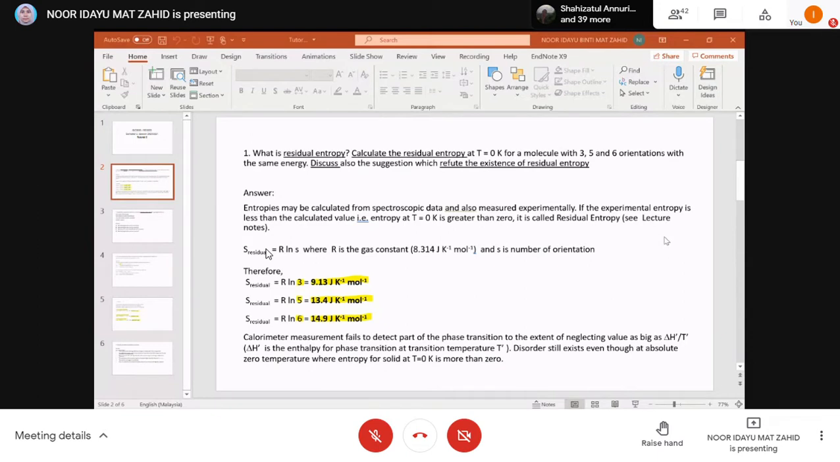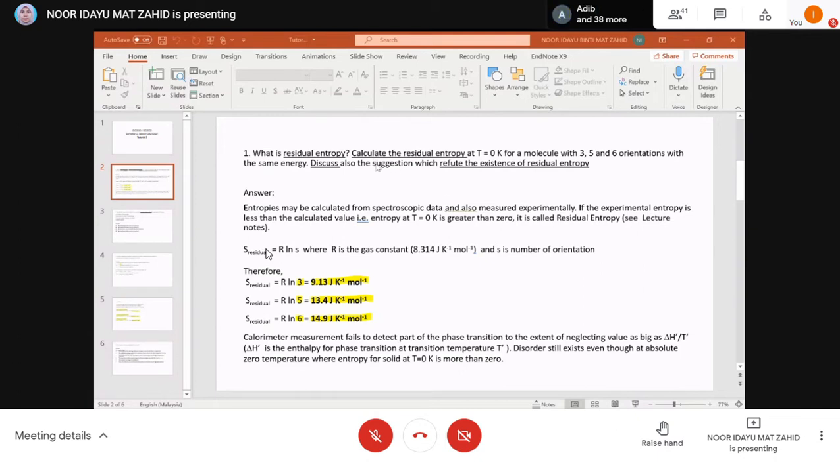By definition, residual entropy can be calculated from spectroscopic data and also measured experimentally. If the experimental entropy is less than the calculated value, if there's a discrepancy between these two values, it is called residual entropy. So that's what we mean by residual entropy: a difference between the calculated and experimental entropy values.